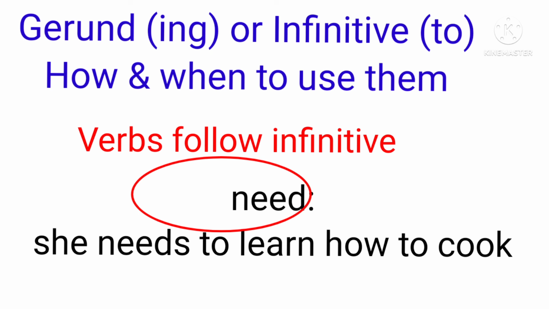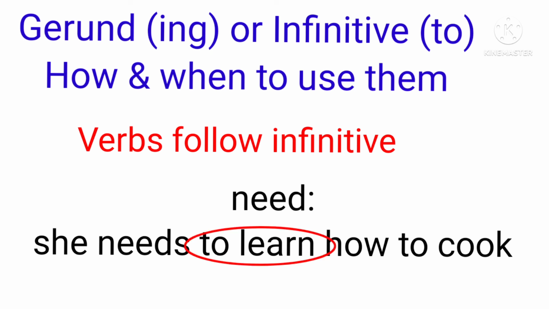Need. You know, need always follows a to infinitive verb. After need, I should have to plus verb, it is an infinitive. She needs to learn how to cook. To learn, this is an infinitive. Why do we put the to here? Because of the word need. Need always follows an infinitive.